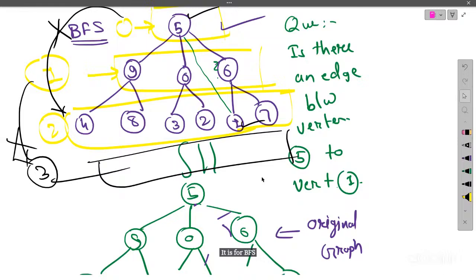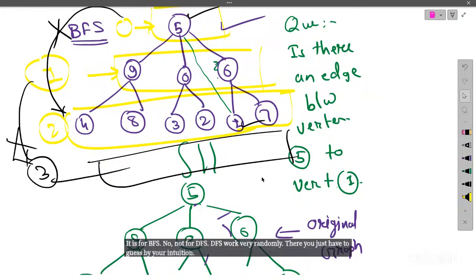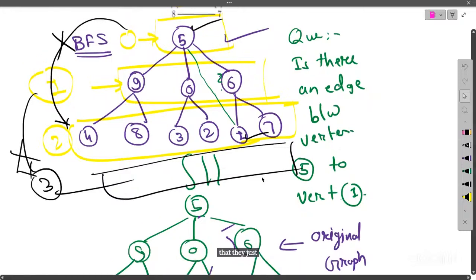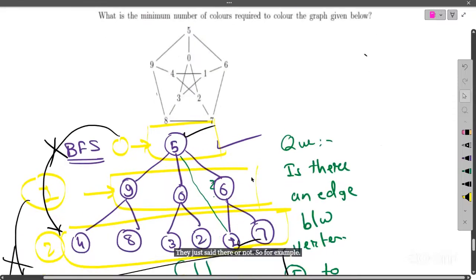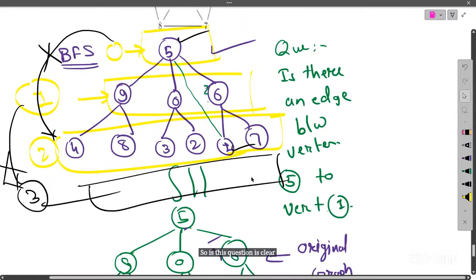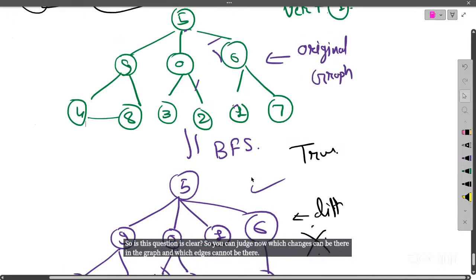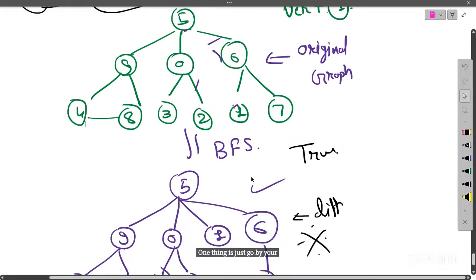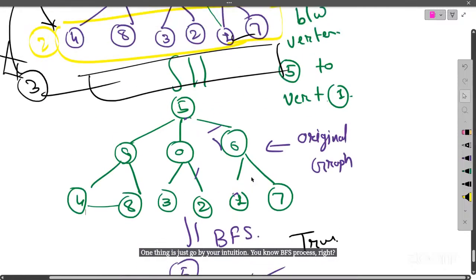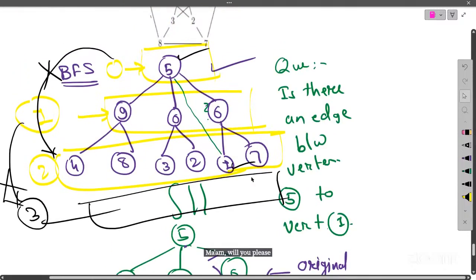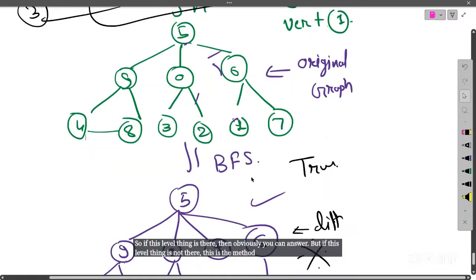No, not for DFS. DFS works very randomly. There you just have to guess by your intuition whether the edges are there or not. So is this question clear? You can now judge which edges can be in the graph and which cannot. Just go by your intuition. You know the BFS process, right? If the level thing is there, then obviously you can answer. But if the level thing is not there, this is the method you have to use.